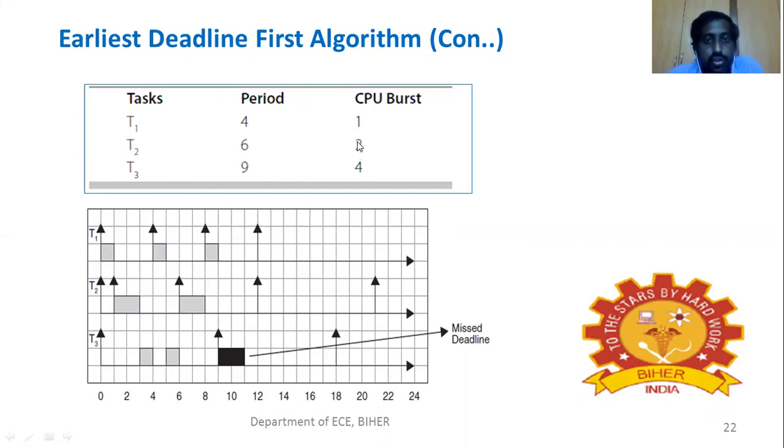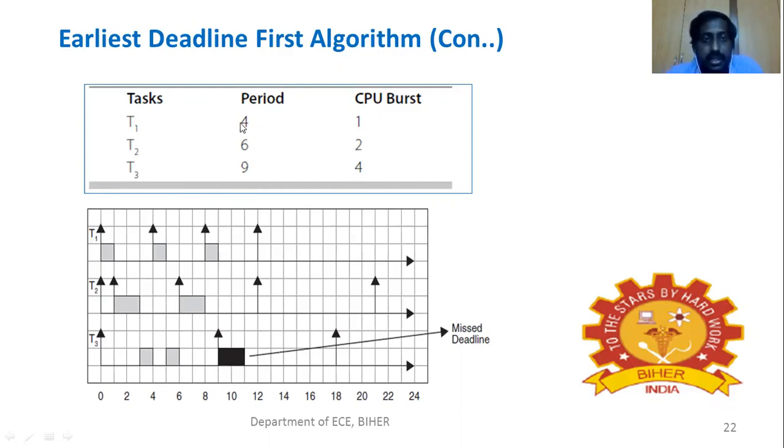It executes a 2 burst. So 1, 2. T1 is solved within 1 burst. So 1, 2. What about T3? T3 is 4. The 4 CPU bursts must be completed within the period of 9. Here it is completed after 9. So this is known as a missed deadline.